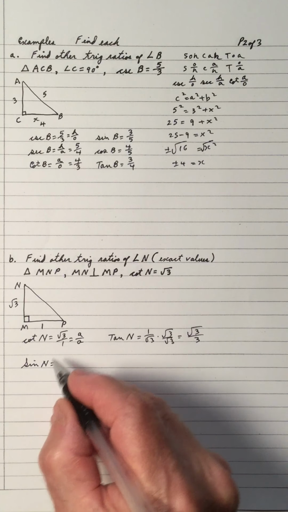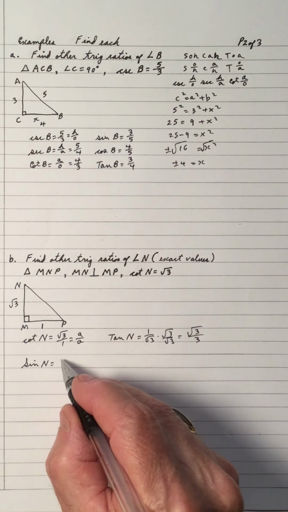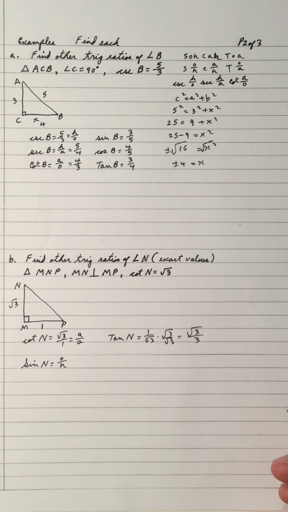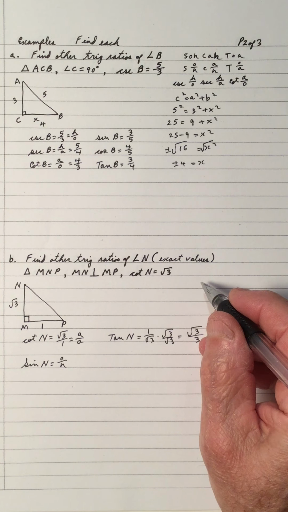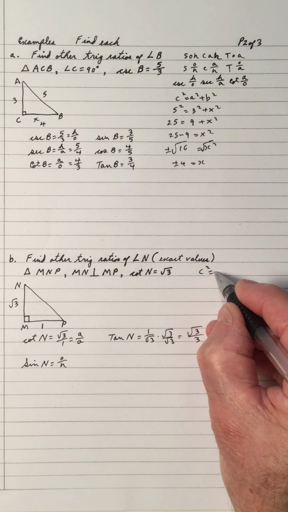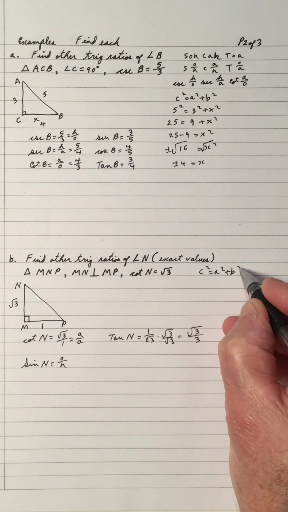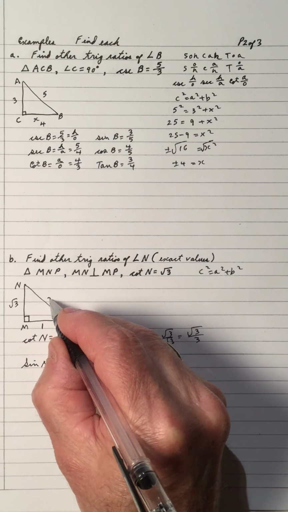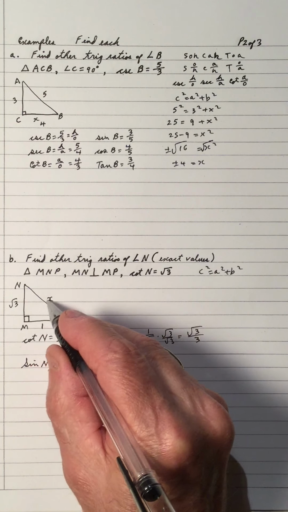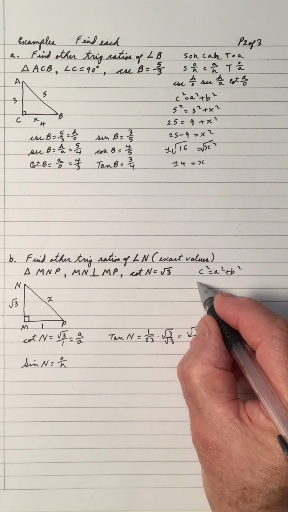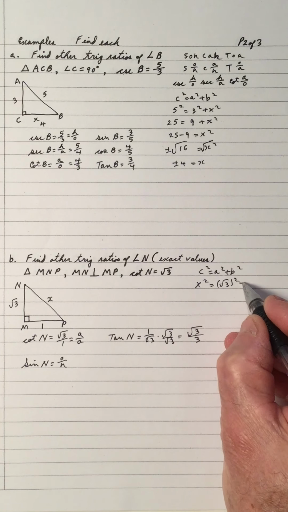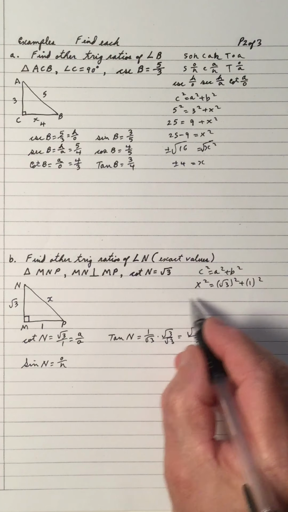Sine is, let's look up sine. Sine is opposite over hypotenuse, but we don't have the other side. So let's go and find the other side. So c squared is a squared plus b squared. And again, c is the hypotenuse. We don't have the hypotenuse, the side opposite the right angle, so c is x, a is root 3, b is 1.